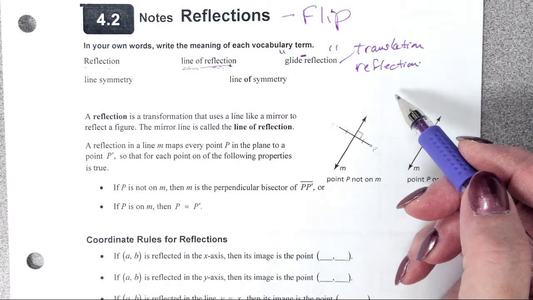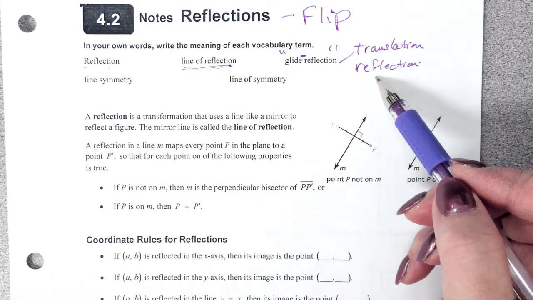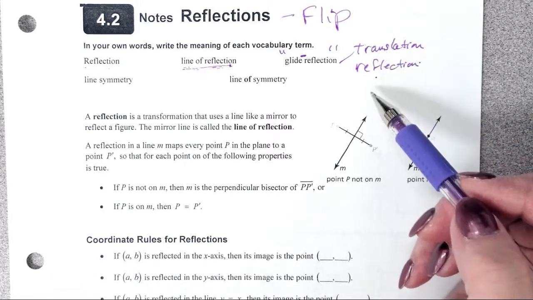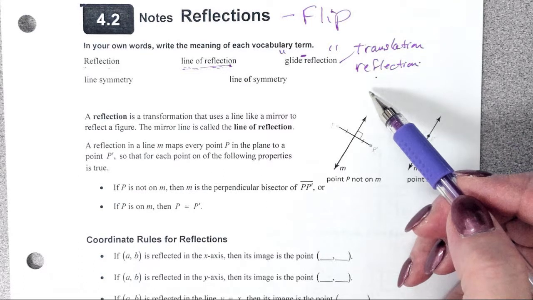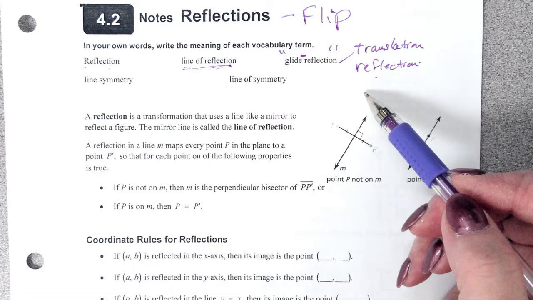One of our jobs by the end of the chapter is to figure out, does it make a difference if I translate it and then reflect it, or if I reflect it first and then translate it? And same with all the other things. What if I translate and rotate, or rotate and translate? Does it matter? No. What if I reflect and rotate, or rotate and reflect? Does it matter? Some of them do, some of them don't.